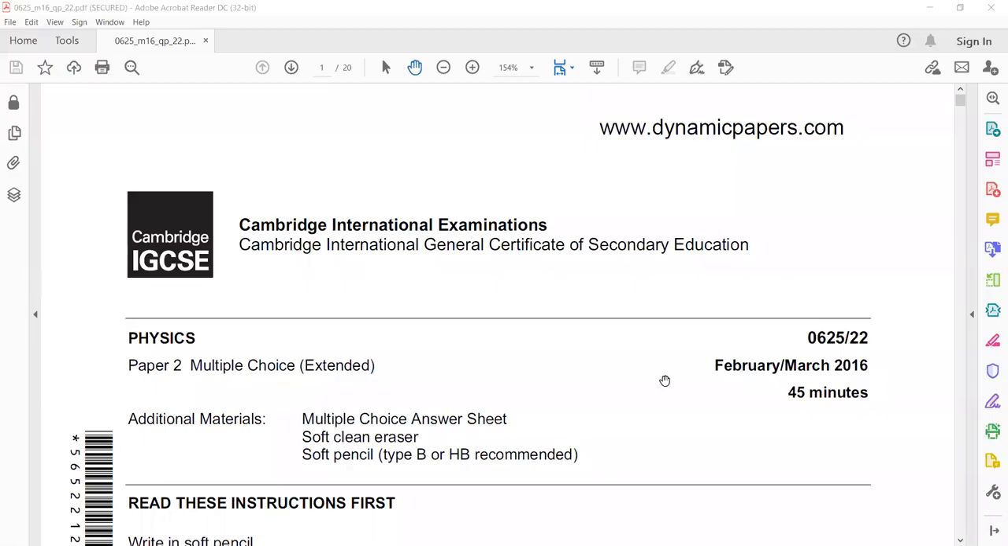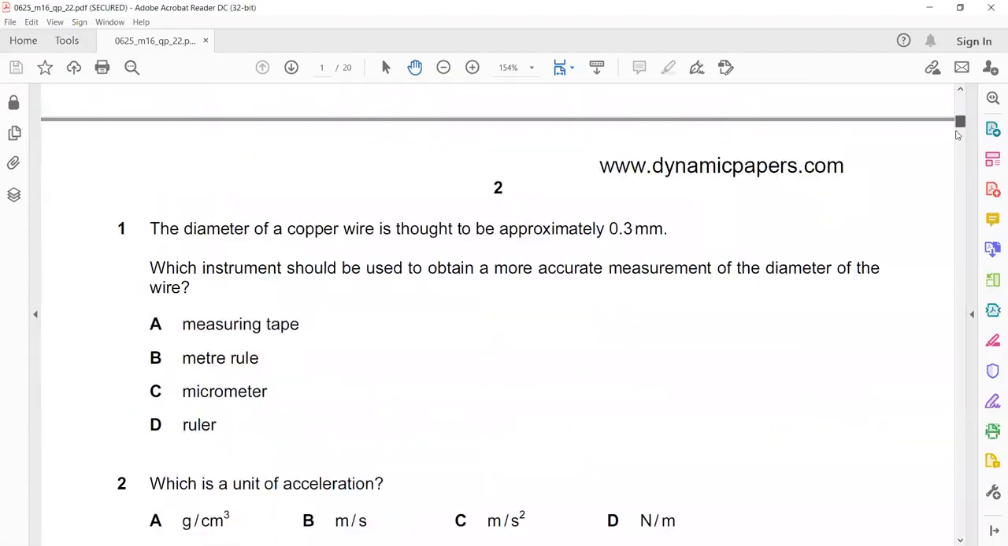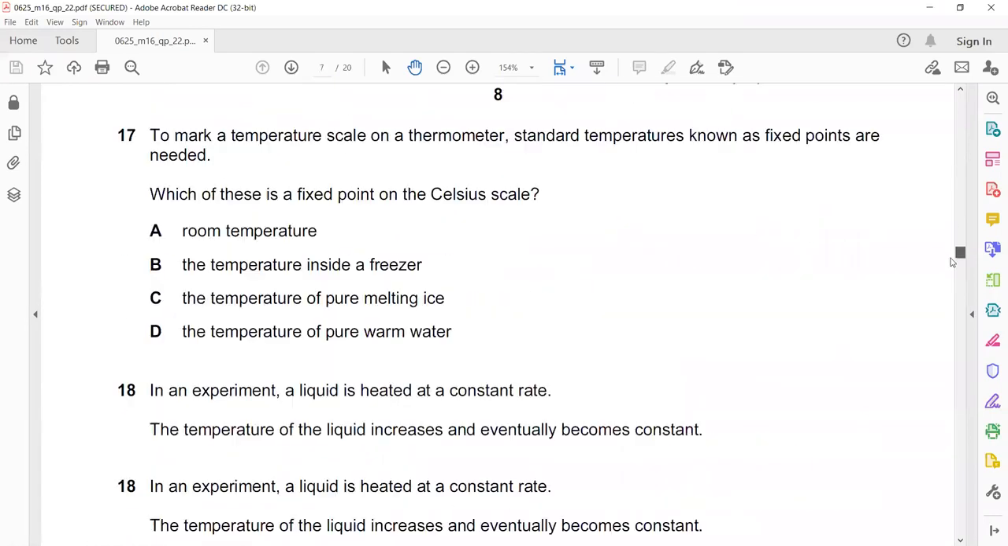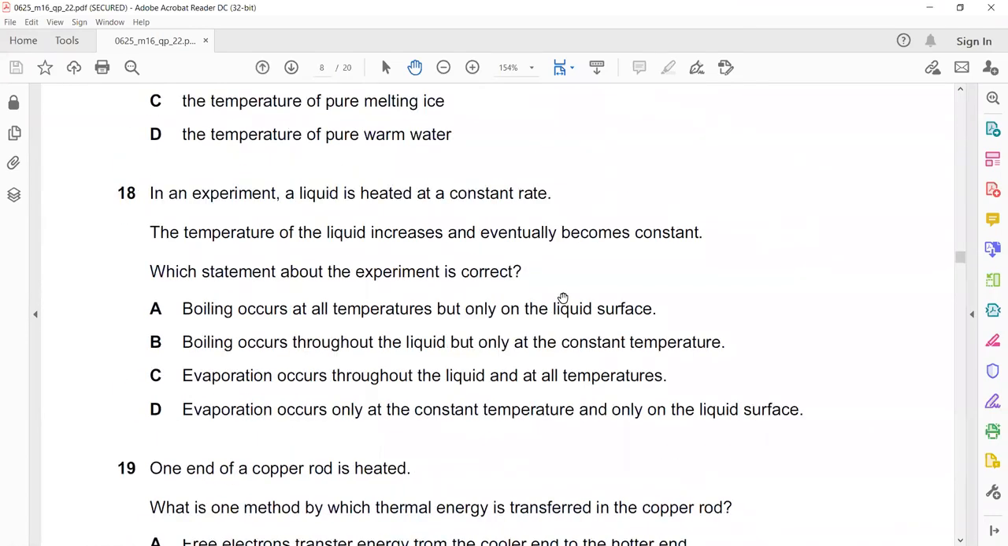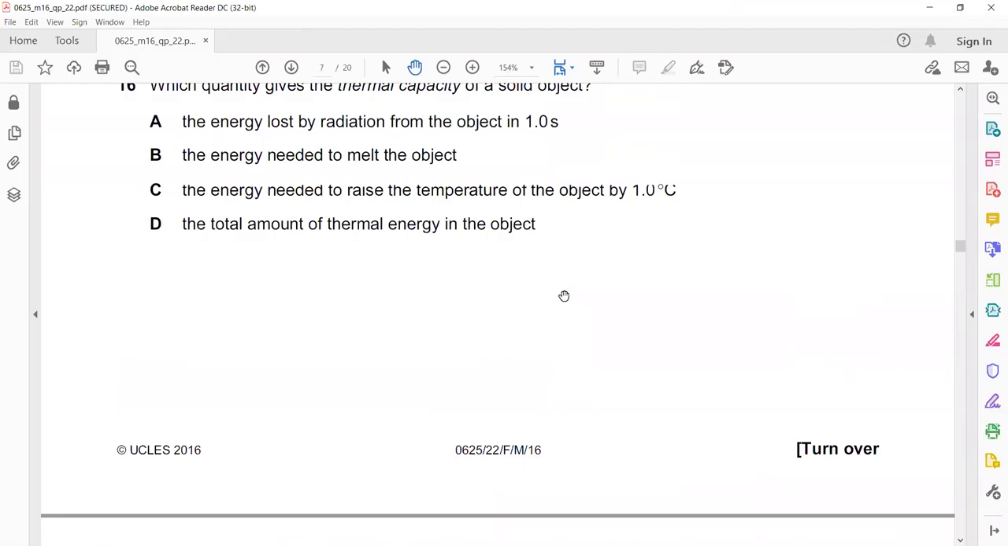Good afternoon, everyone. February March 2016, paper 2, variant 2. Last session we discussed the first 16 questions. So today we'll complete this paper, from question 16 onwards.